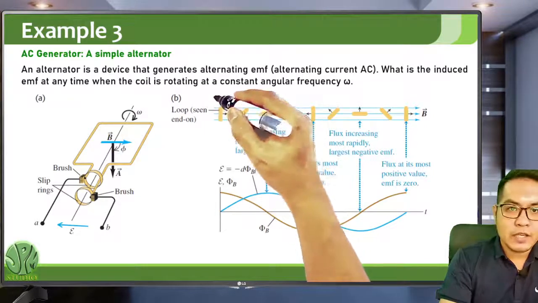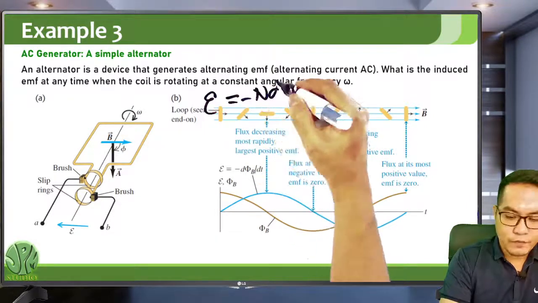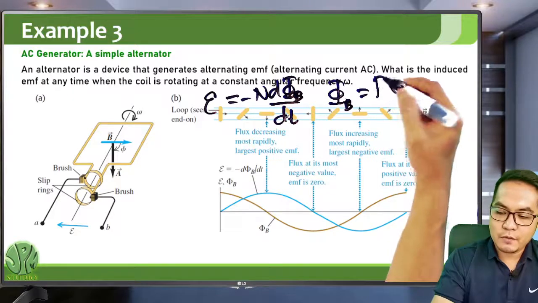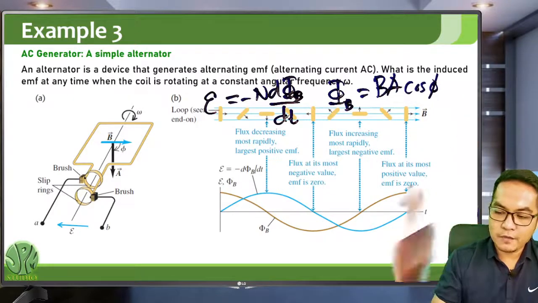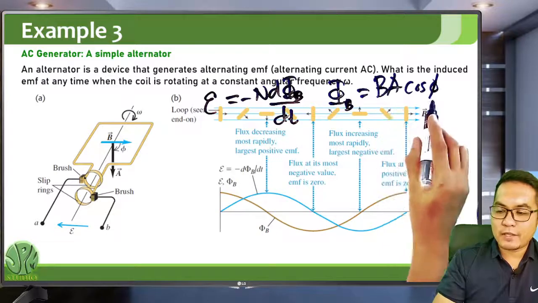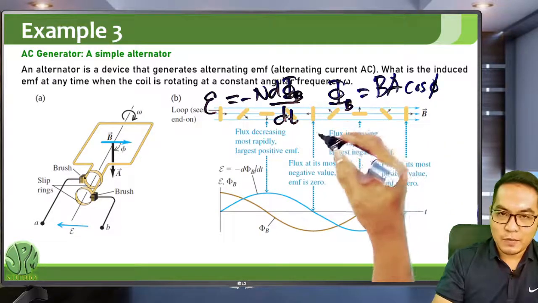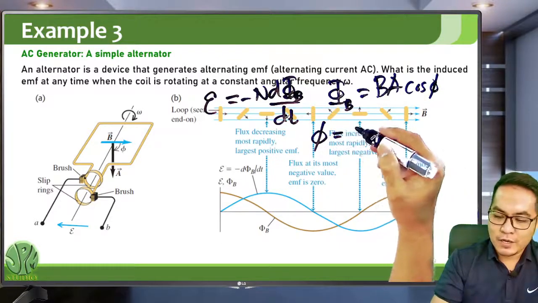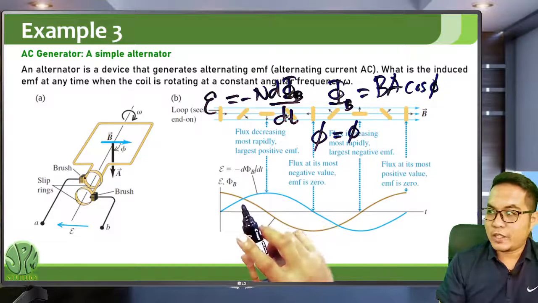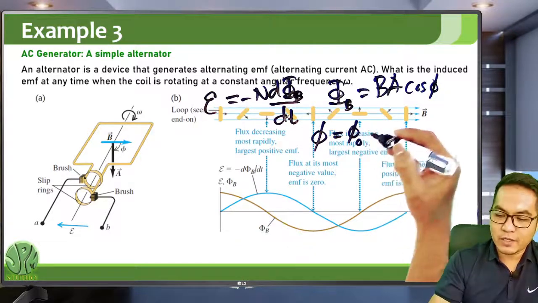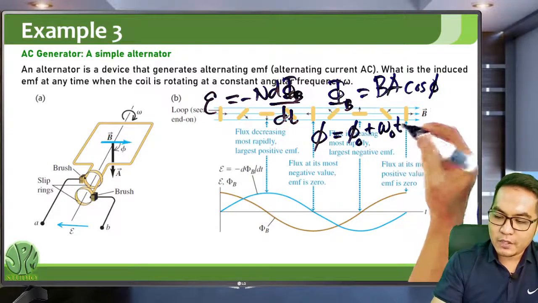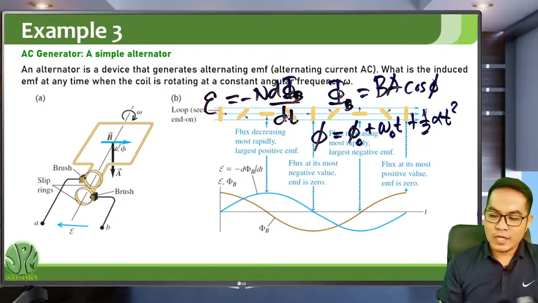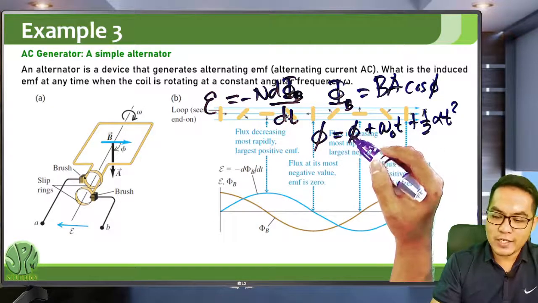Okay. So the EMF is just negative N, change in flux over change in time. And our magnetic flux is BA cosine phi. B is constant, A is constant, phi is not constant. So from your lesson in mechanics, the angular displacement is just equivalent to phi naught plus omega naught t plus 1/2 alpha t squared. This is actually our equation. We will assume that the initial angle is 0.